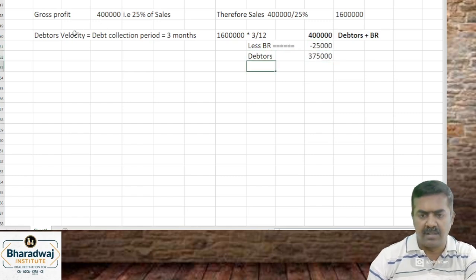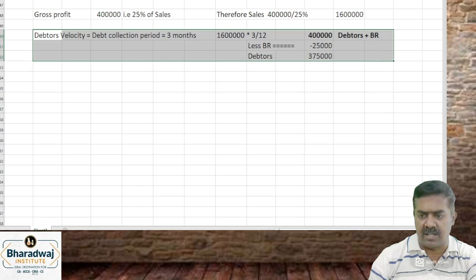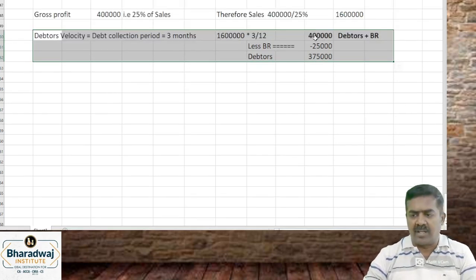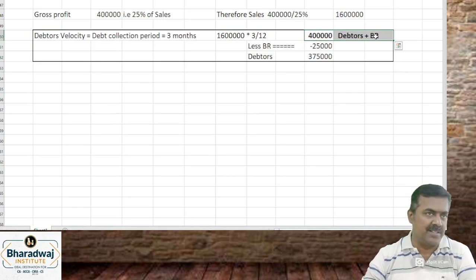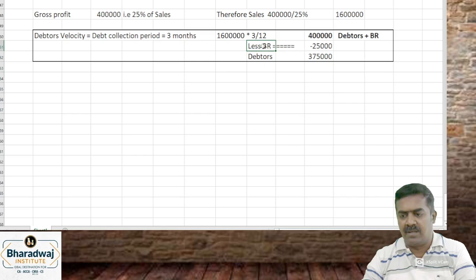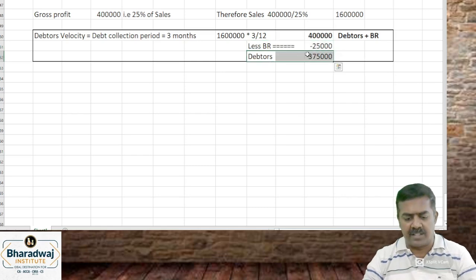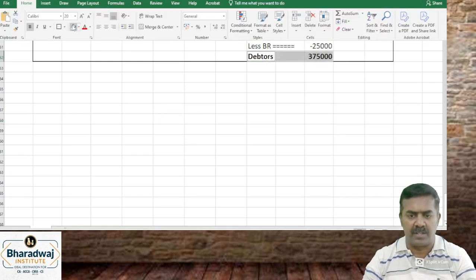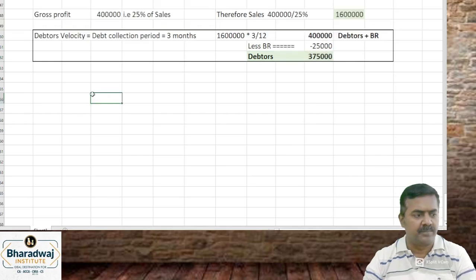3,75,000. We sold 16 lakhs during the year. Other 3 months outstanding. So 4 lakh will be equal to trade receivables: debtors plus bills receivable, minus bills receivable gives the debtors balance. Okay. Sales we worked out, debtors we worked out. 2 parts we worked out. What is the next one?